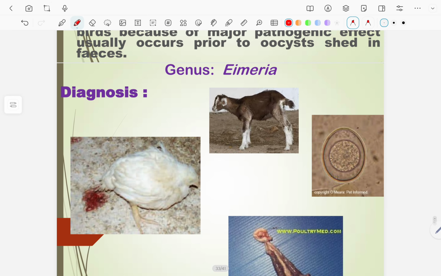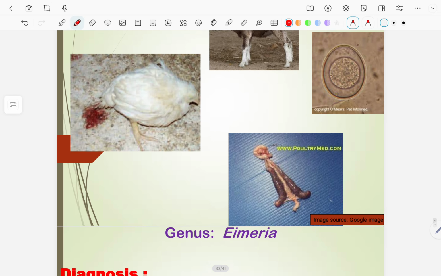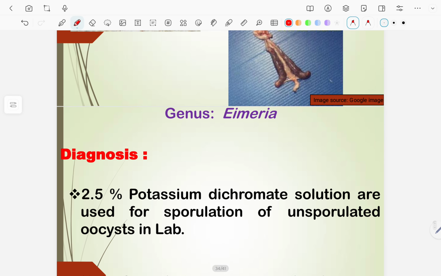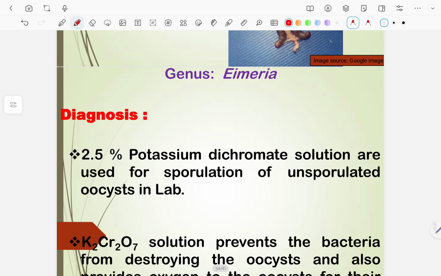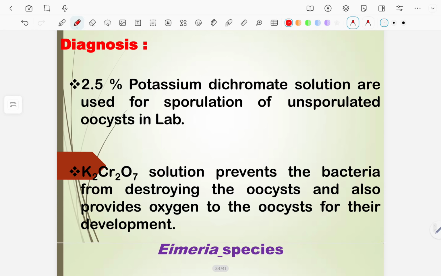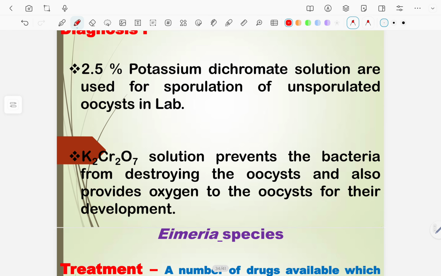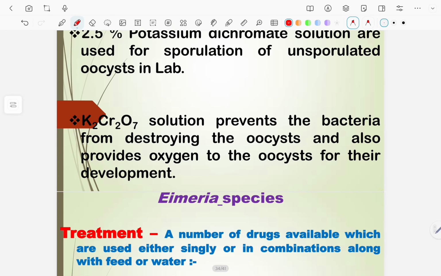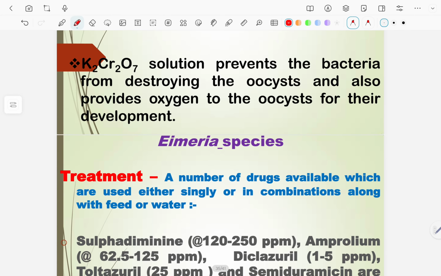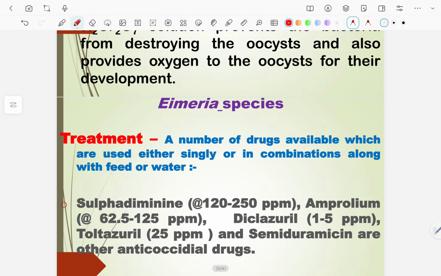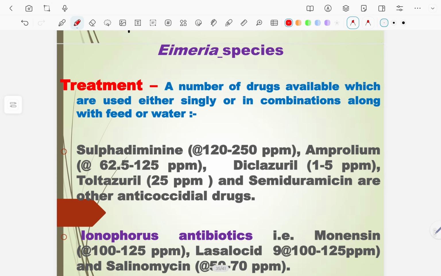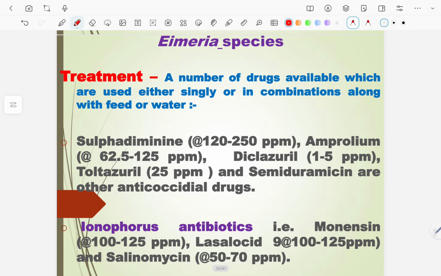Eimeria diagnosis: 2.5% potassium dichromate solution is used for sporulation of unsporulated oocysts in the lab. K2Cr2O7, potassium dichromate solution, prevents bacteria from destroying the oocysts and also provides oxygen to the oocysts for their development. Eimeria species treatment: a number of drugs are available which are used either singly or in combination along with feed or water.